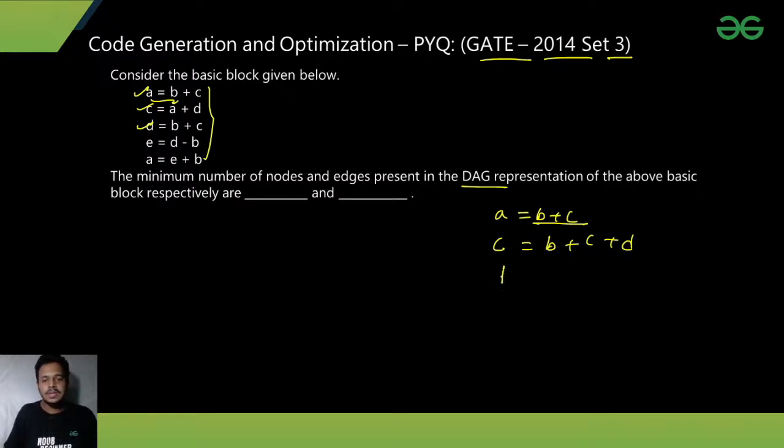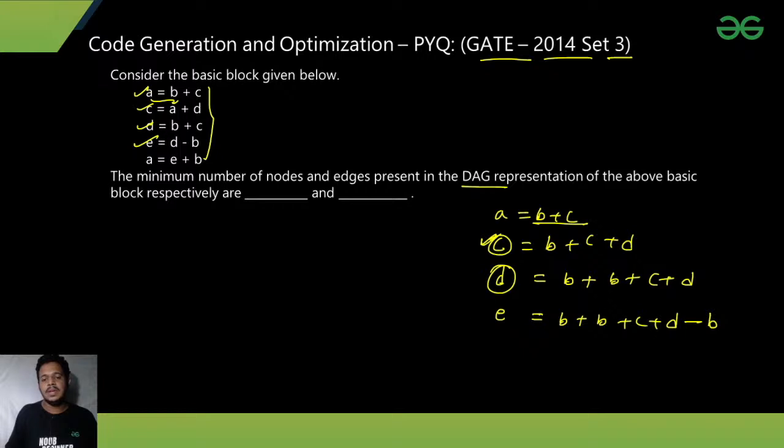So the third statement is D equal to B plus C. Whatever C is containing here, we will place here. So C is basically B plus C plus D, we will place here. Now the fourth statement is telling that E equal to D minus B. So D is taken from here, so D is B plus C plus D minus B. This part is basically D and this is B, so D minus B it is taking here.